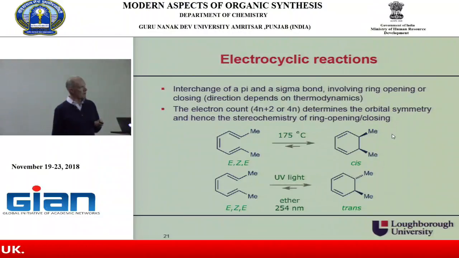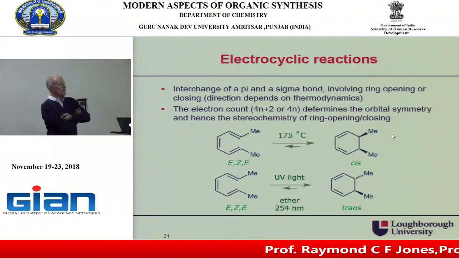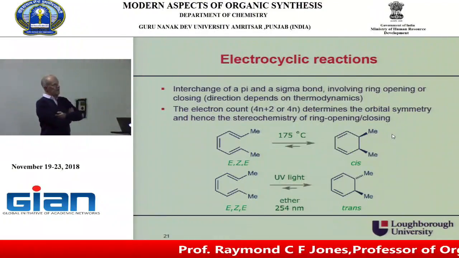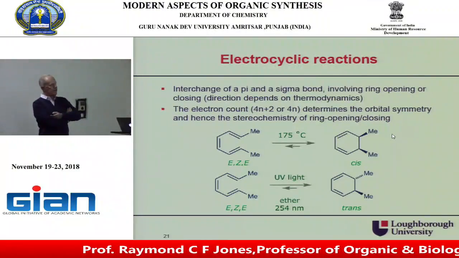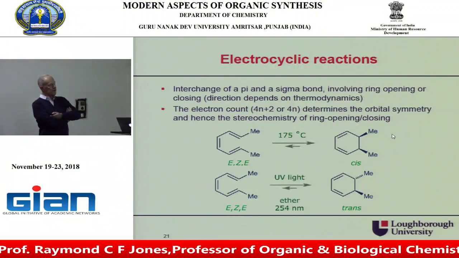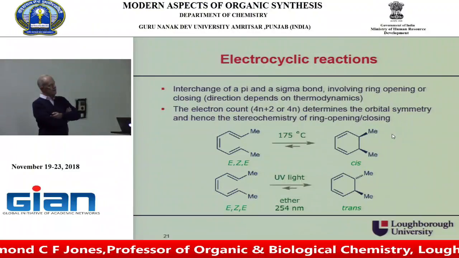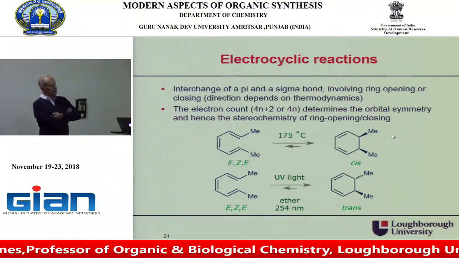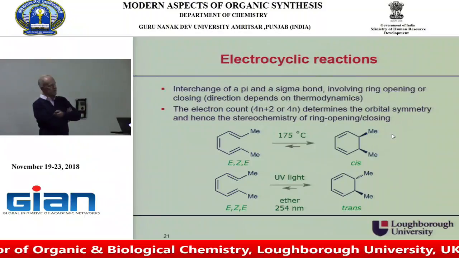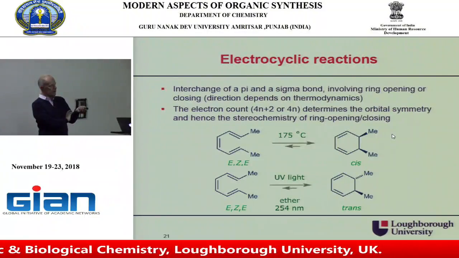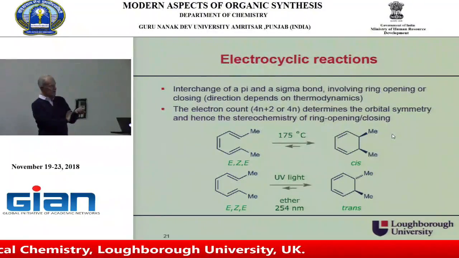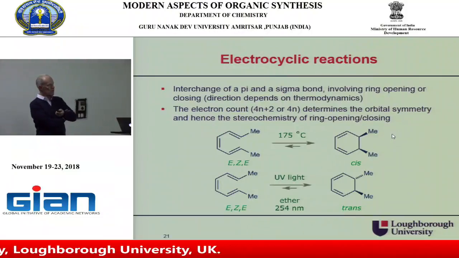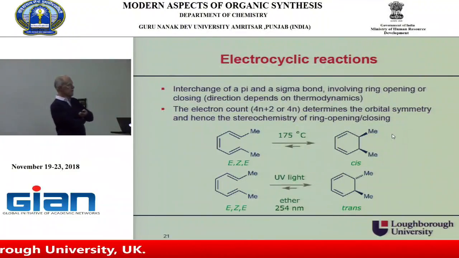It's not so used in synthesis, but I do want to spend the remainder of this session talking about electrocyclic reactions, where we interchange one pi bond with one sigma bond. If you're ring closing, then you're converting one pi bond into one sigma bond, and that's what the top example is here, making a sigma bond here and losing overall one pi bond, rearranging the ones that are left.